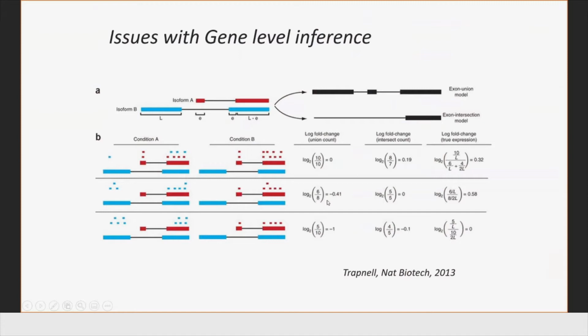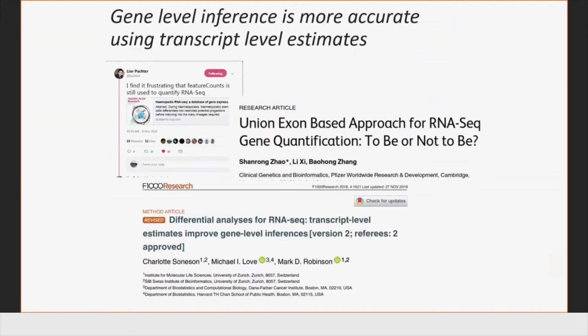So what the result shows here is that if you use the union model or the intersection model, the fold change you estimate from the read counts is wrong. So the true expression is 0.3, but if you use a union count, you actually don't see any changes at all. But if you use the intersection model, the fold change will be estimated lower. So this is basically three scenarios. You can see that the union models and the intersection models all get the quantification wrong. So there has been a consensus in the community that these two models are not correct.